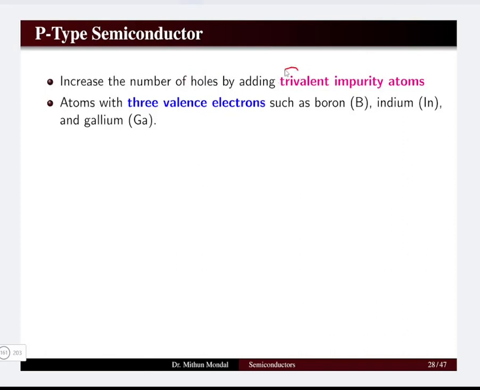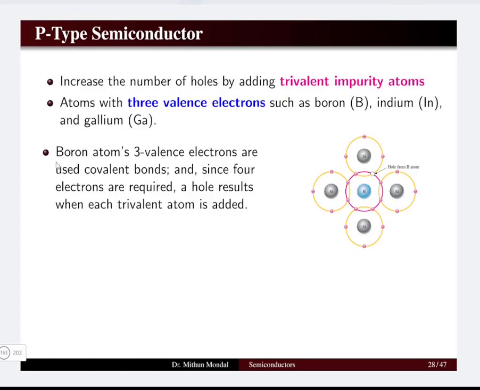So as the name suggests, trivalent means 3 valence electrons will be present. Examples are boron, indium and gallium. These are the examples of trivalent impurity atoms which are added to the silicon base. So the number of holes will increase.